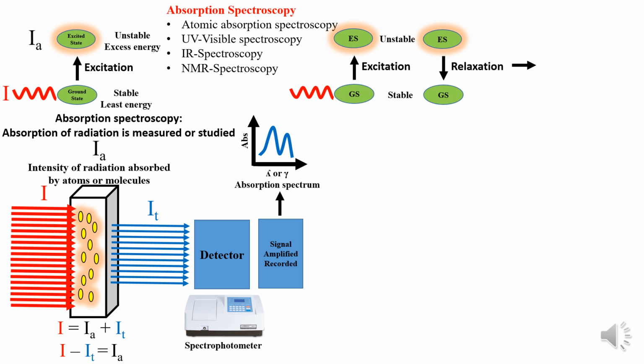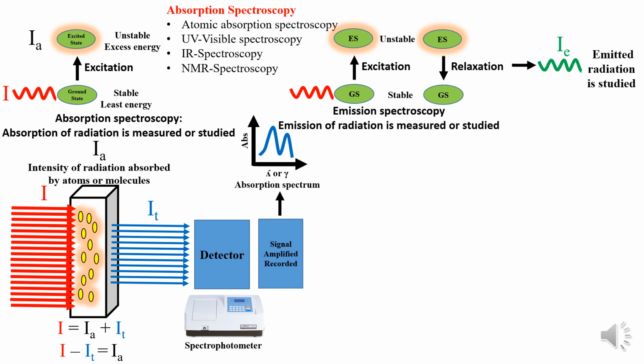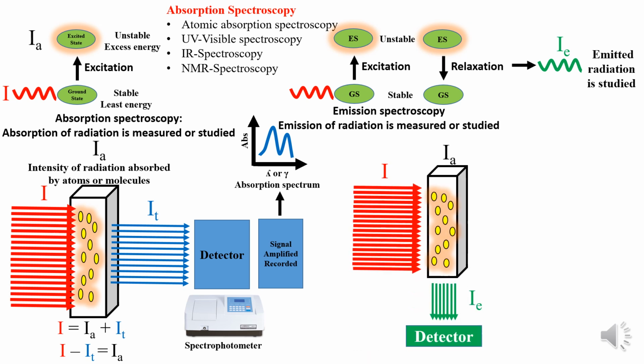And during relaxation process, the excess energy absorbed by the drug molecule is released in the form of radiation. So it is this emitted radiation, that is IE, that we study. So the emitted radiation is being studied during emission spectroscopy. So in emission spectroscopy, emission of radiation is being measured or studied.